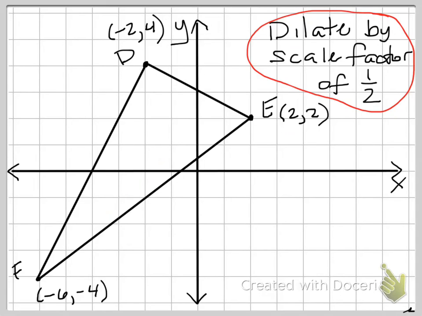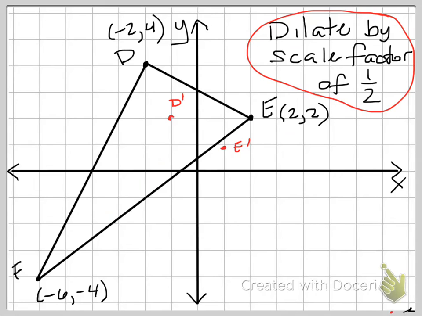So E prime is going to be at positive 1, 1, right there. So this one is E prime. Now we do D. I should have started with D first. Half of negative 2 is negative 1, and half of 4 is 2. So at negative 1, positive 2, right there is my D prime.